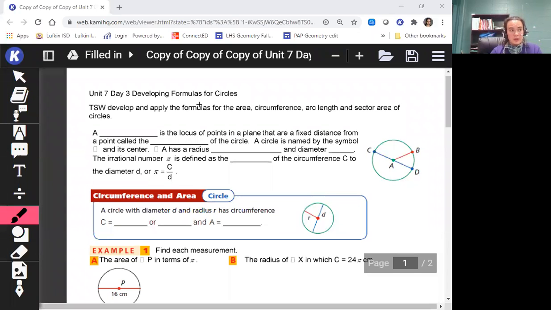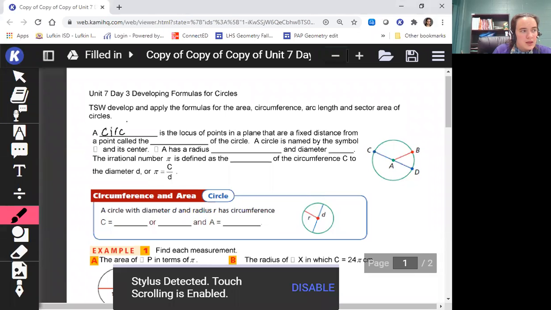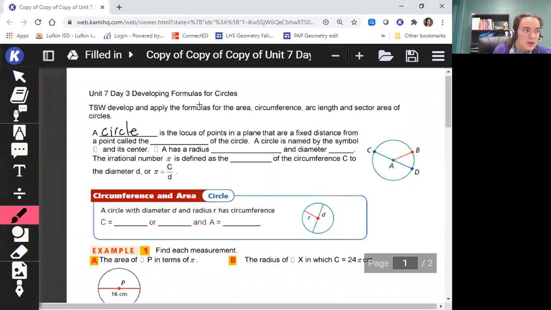Today we are learning about the circumference and area of a circle, as well as arc length and area of a sector. So a circle is the locus of the points in a plane that are a fixed distance from a point called the center of your circle. A circle is named by the symbol of a circle with a dot in it and its center.